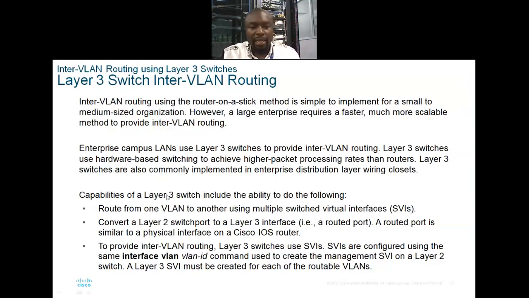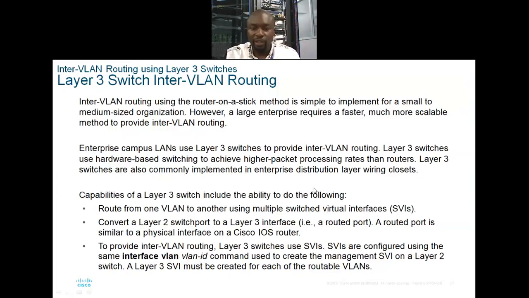So what are the capabilities? It can route from one VLAN to another using multiple switch virtual interfaces. You can convert a layer 2 switch port to a layer 3 interface, which is cool. We are going to do that. Then it can provide inter-VLAN routing using switch virtual interfaces, which are configured using the same interface VLAN ID.